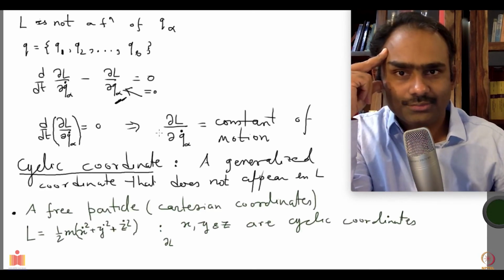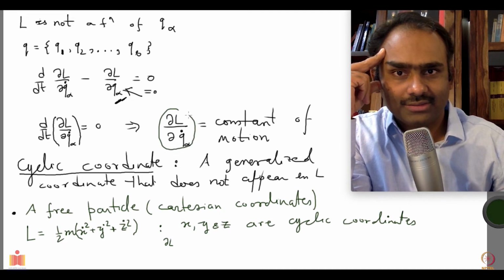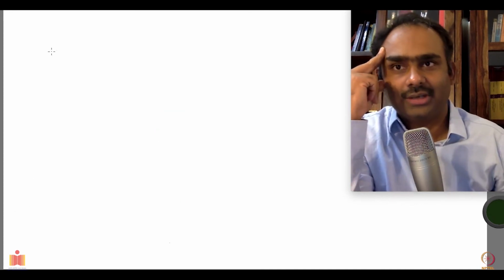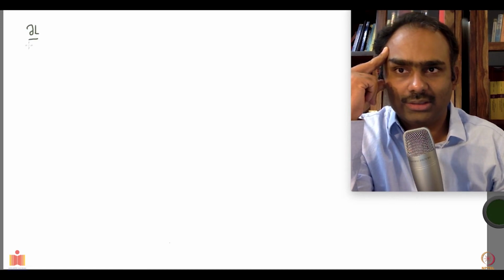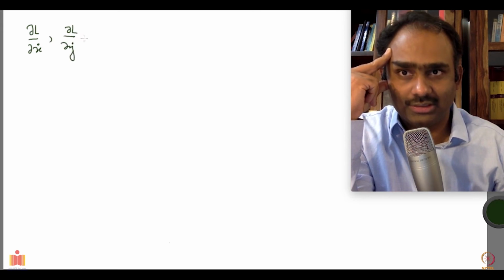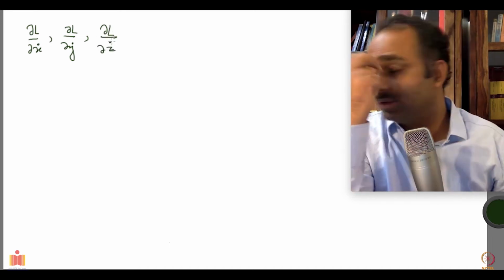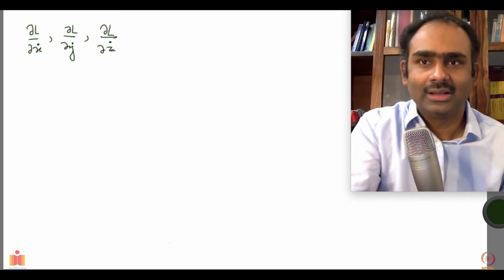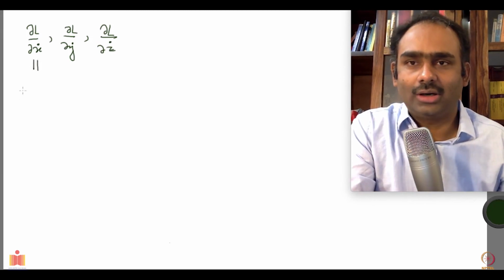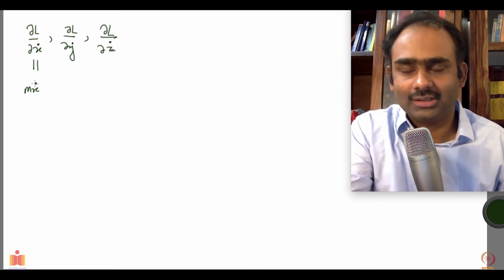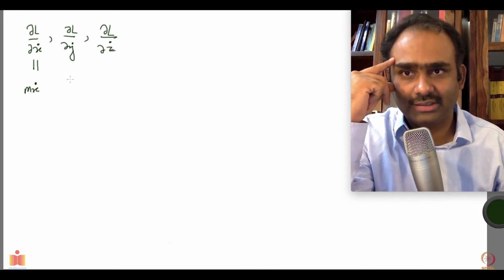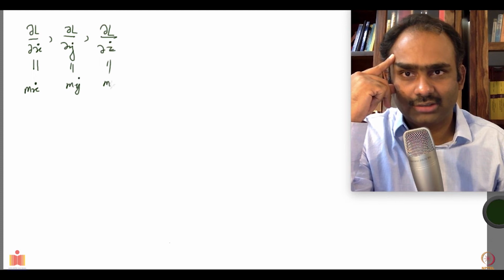I want to calculate this for our case. So I should be looking at del L over del x dot and also del L over del y dot, because y is also a cyclic coordinate, and del L over del z dot as well, because z is also a cyclic coordinate. And what are these? Your del L over del x dot is m x dot, right? You have x dot square, so you take the derivative, you get m x dot. This will be m y dot and this will be m z dot.